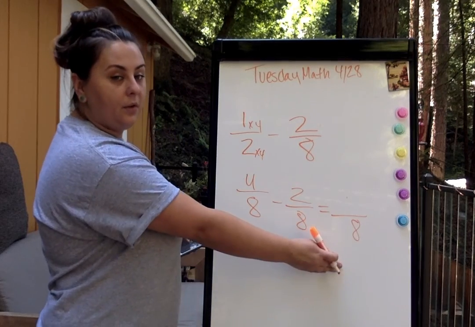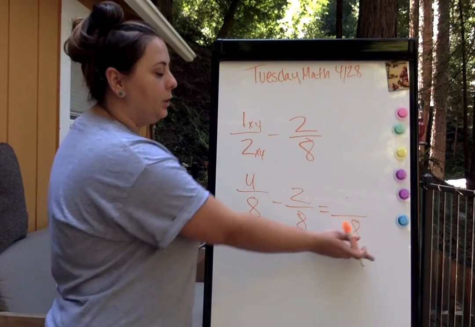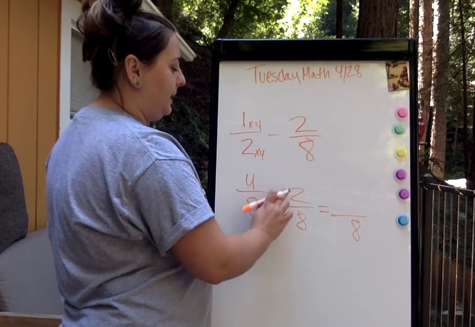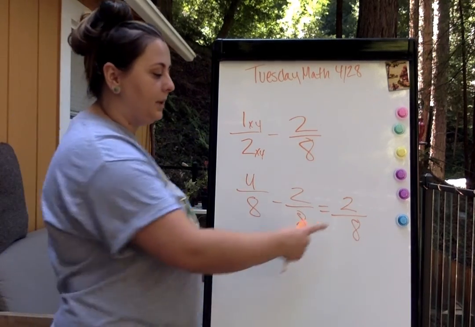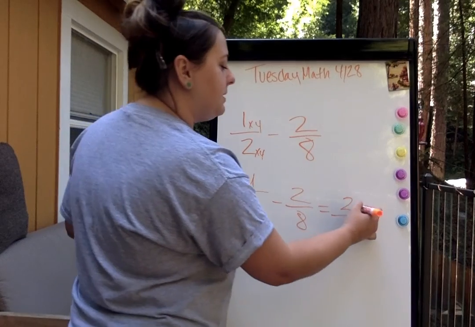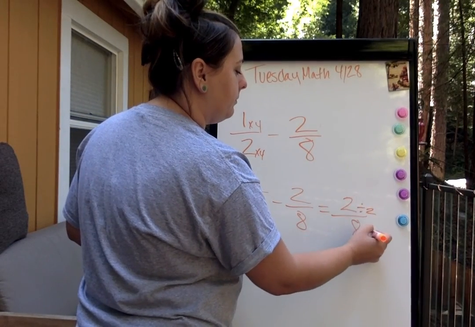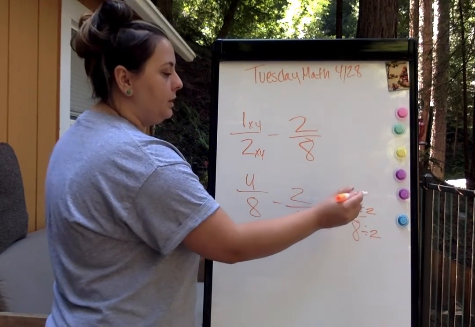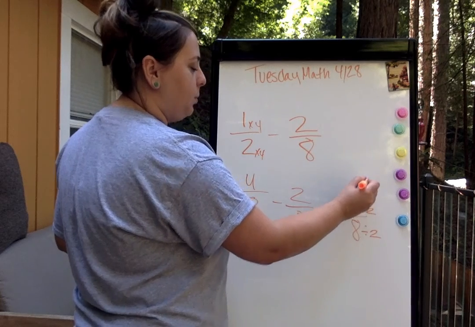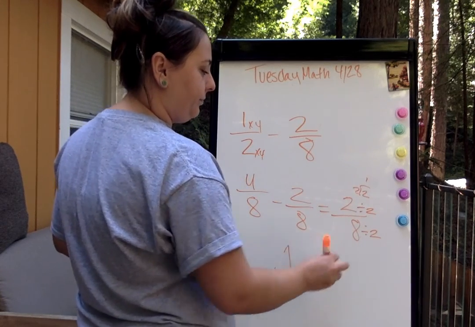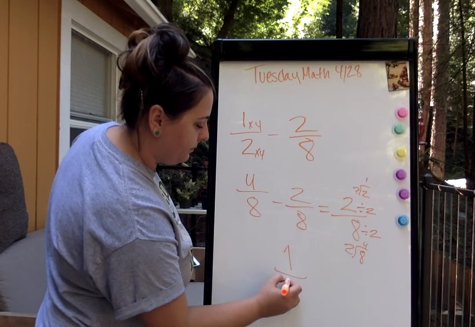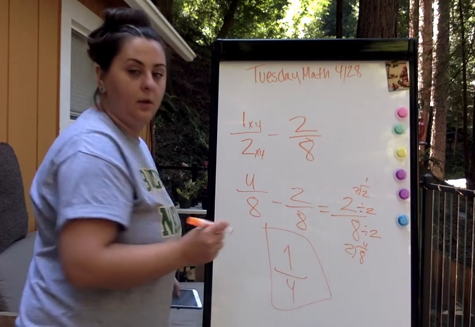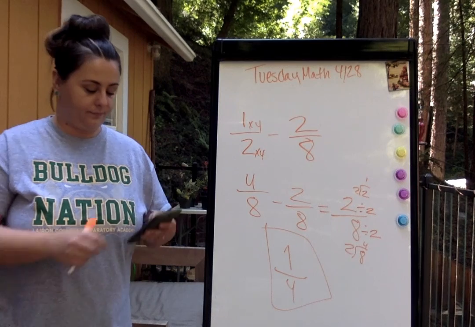Carry your denominator over, not carry, bring your denominator over. 4 minus 2 is 2. Now, both of these are even numbers, which means I'm going to be able to divide them by 2. 2 divided by 2 is 1. 8 divided by 2 is 4. Grand total of 1/4.